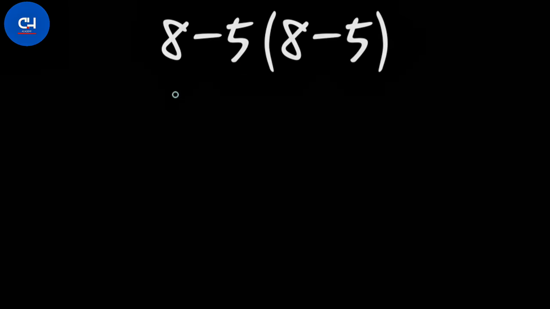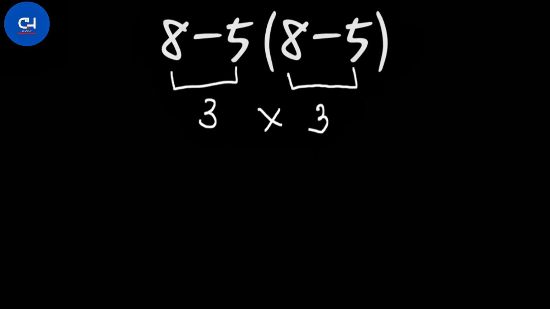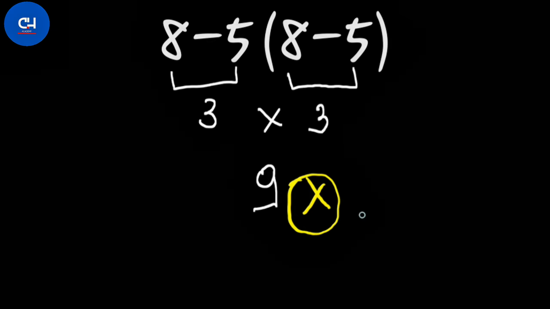5% are going to fail. That is 8 minus 5 into 8 minus 5. Okay, 8 minus 5 is equal to 3, and 8 minus 5 is equal to 3. 3 multiplied by 3 is equal to 9. This is what many people are going to do, but this answer is incorrect.